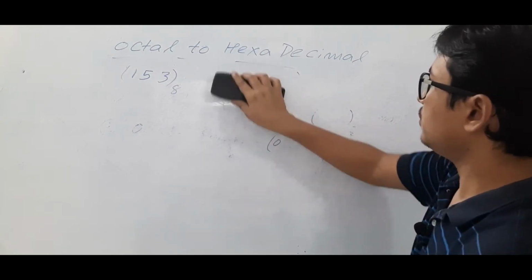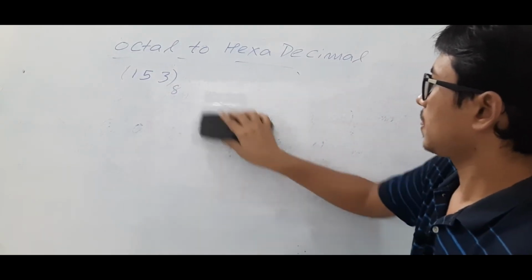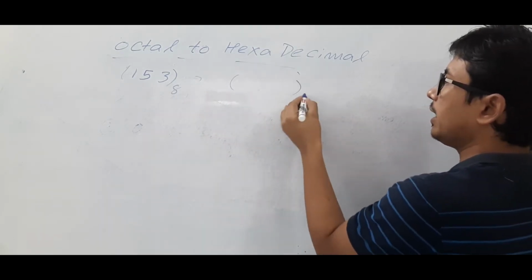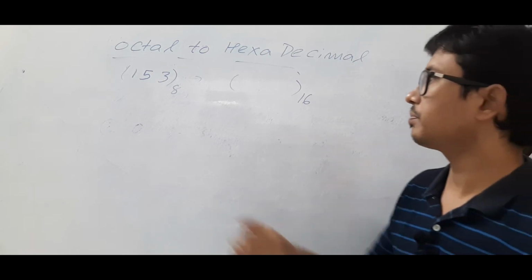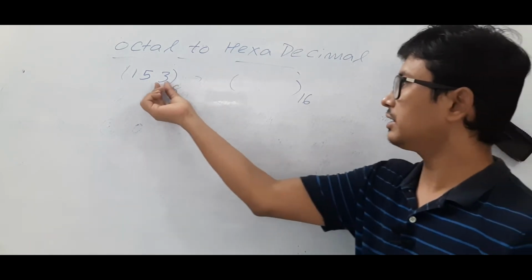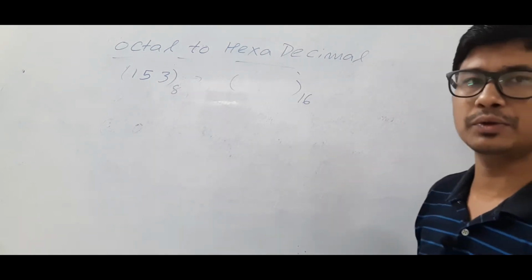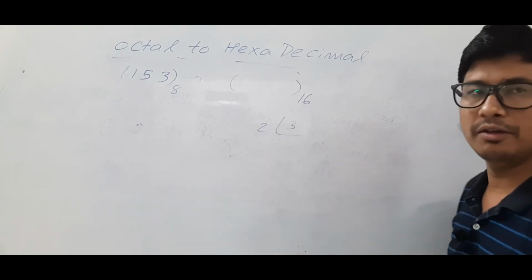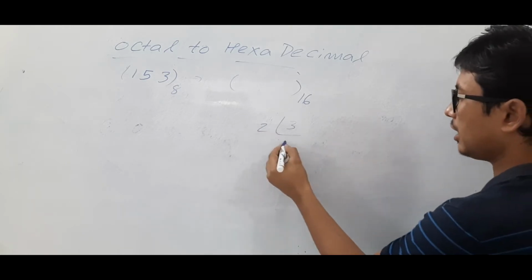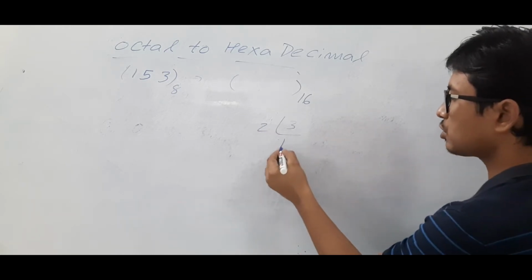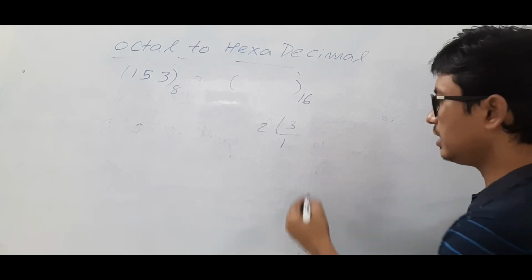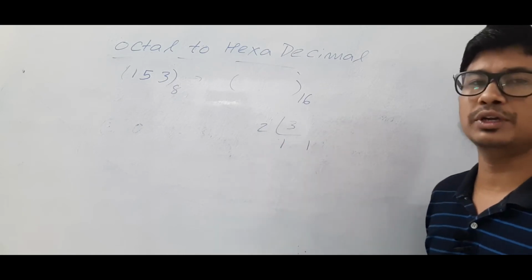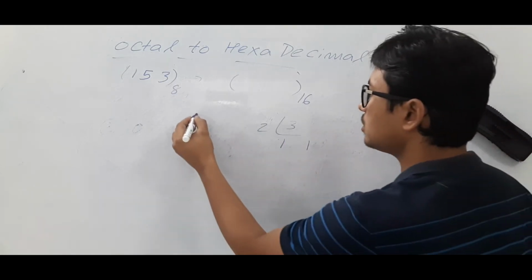Now I want to convert this number into the hexadecimal number system. How I will do it is that I will take this 3 and convert it into a binary number. If I convert 3 into binary, I have to divide it by 2. What is the quotient I will get? I will get the quotient as 1 and the remainder as 1. Now again 1 is less than 2, so I no need to divide further. So I will get it as 1, 1.